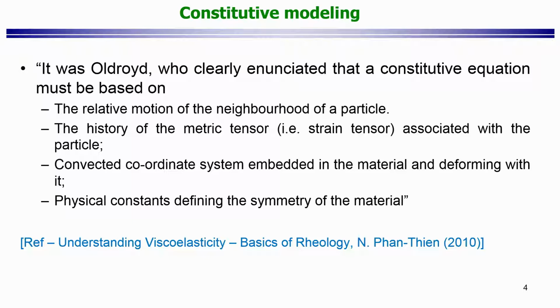Again, I am taking this set of sentences from the book by Tanner, and he says that it was Oldroyd who clearly enunciated that a constitutive equation must be based on: the relative motion of the neighborhood of a particle, the history of the metric tensor, the strain tensor here, associated with the particle, a convected coordinate system embedded in the material and deforming with it, and physical constants defining the symmetry of the material. There are models named as Oldroyd A and B fluid in honor of the work that he has done in this area.